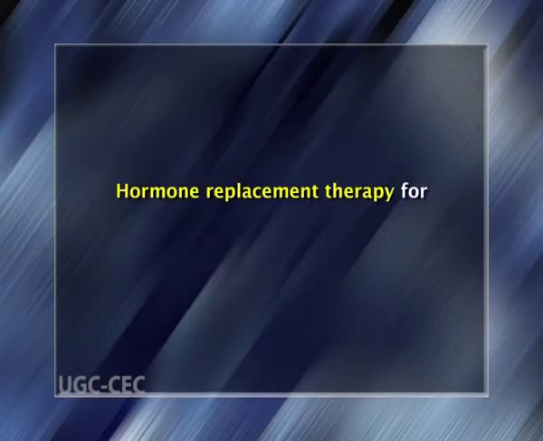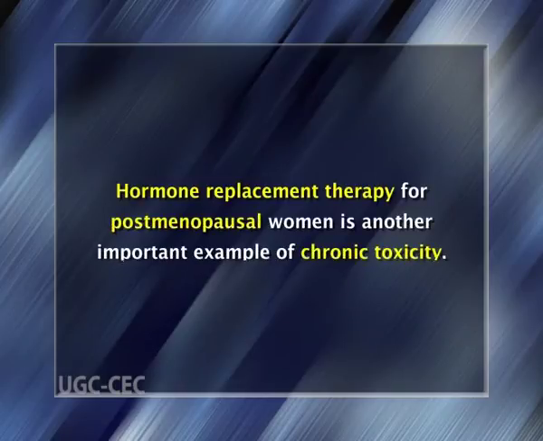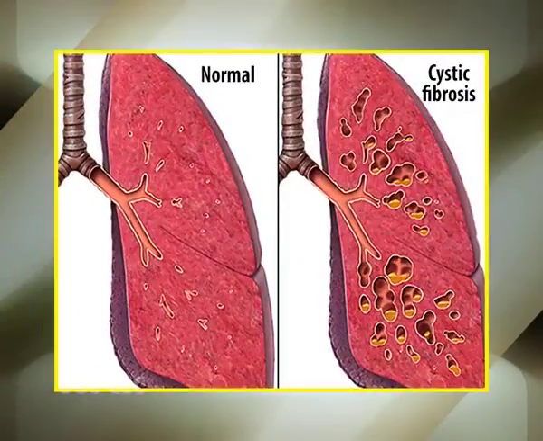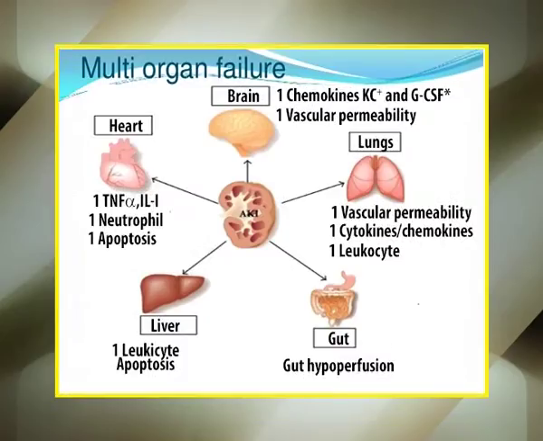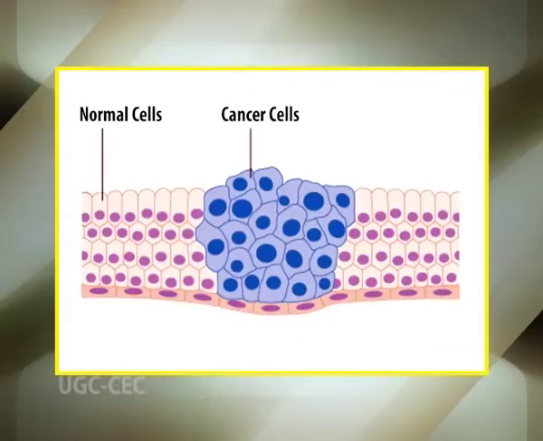Hormone replacement therapy for postmenopausal women is another important example of chronic toxicity. Prolonged exposure to certain drugs or other metabolites can lead to fibrosis, organ dysfunction and birth defects as well as cancer.